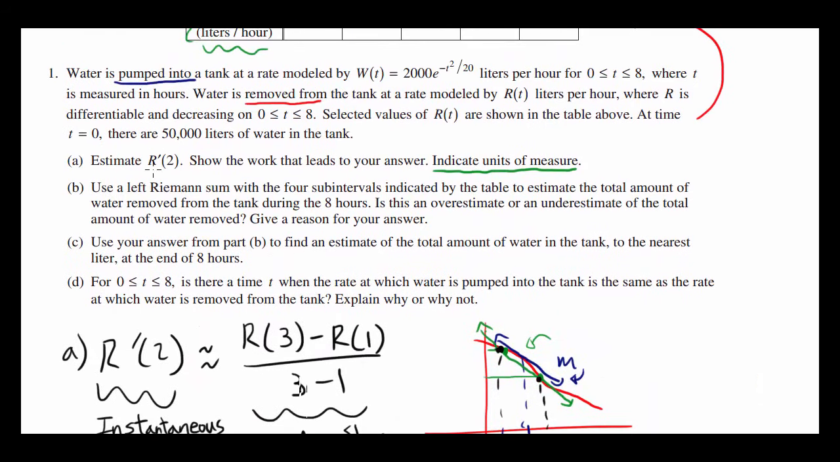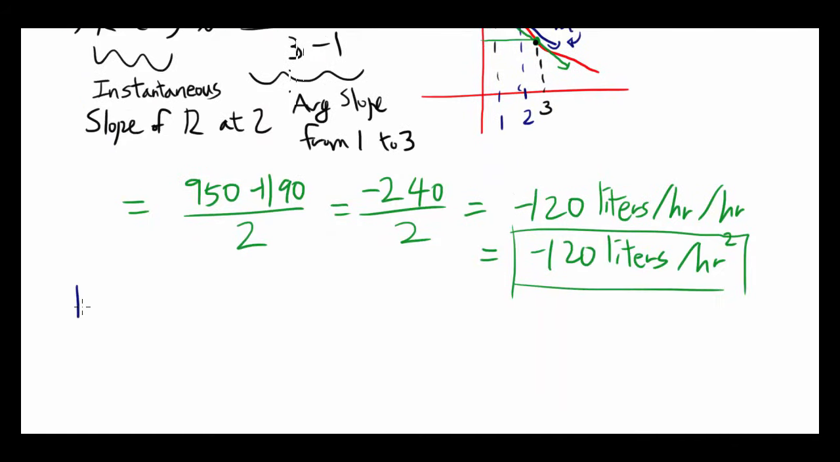Now let's look at B. Use a left Riemann sum with the 4 subintervals indicated by the table to estimate the total amount of water removed from the tank during the 8 hours. Is this an overestimate or an underestimate? Give a reason for your answer.